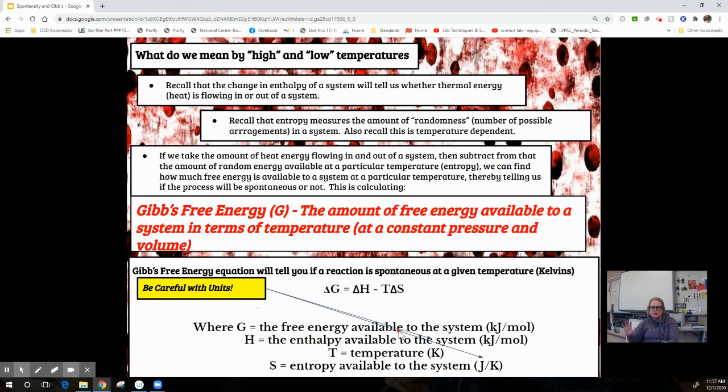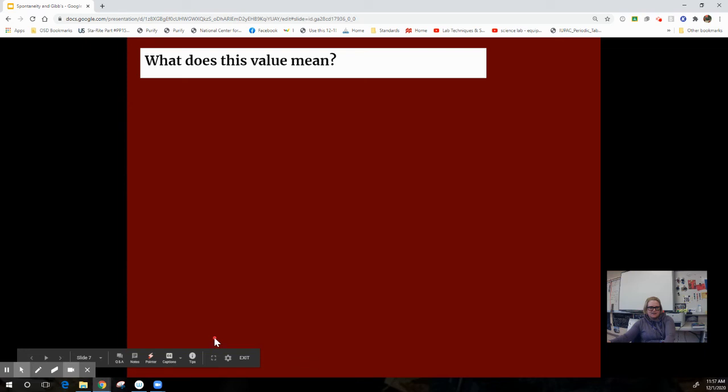So pause the video, write down this equation, highlight it. That's a really important equation. If you get your data booklet, if we have exams, that equation will be in your data booklet as well. So what does that value actually mean?